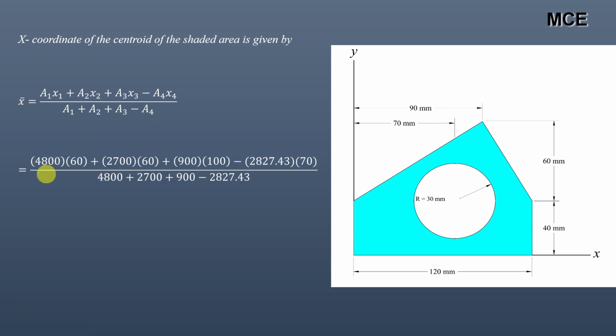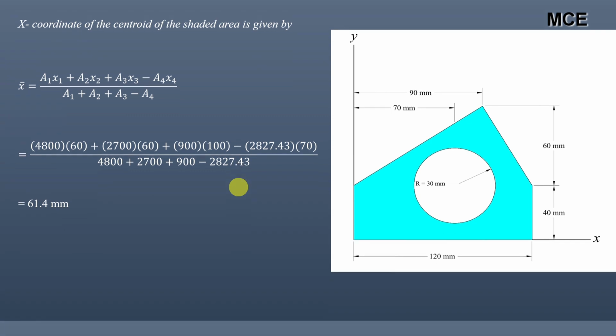Putting in the values, it will be 4800 into 60 plus 2700 into 60 plus 900 into 100 minus 2827.43 into 70, divided by 4800 plus 2700 plus 900 minus 2827.43, which is equal to 61.4 mm. This is the x coordinate of the centroid of the shaded area measured from the y-axis.